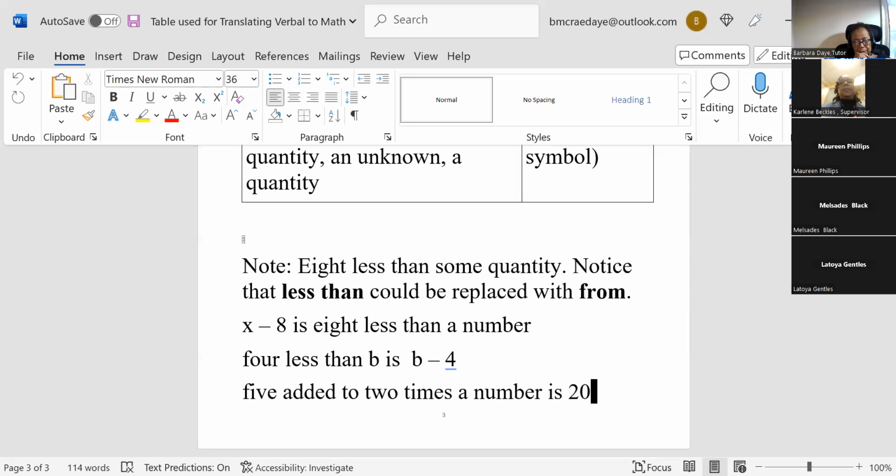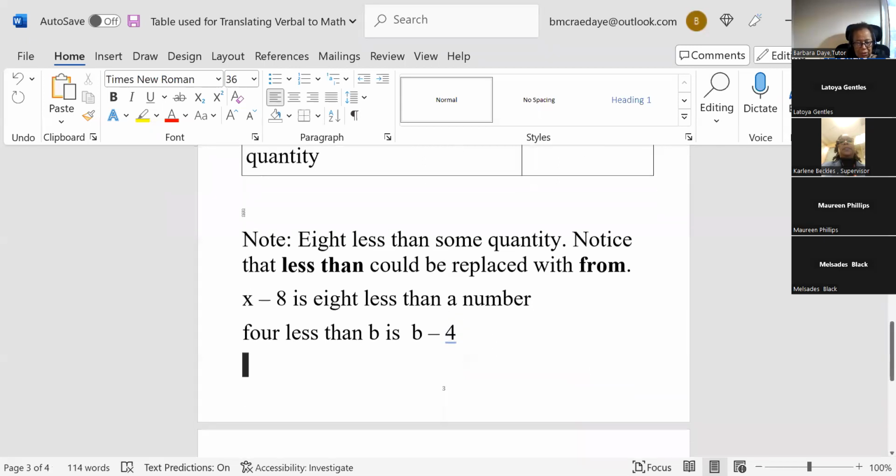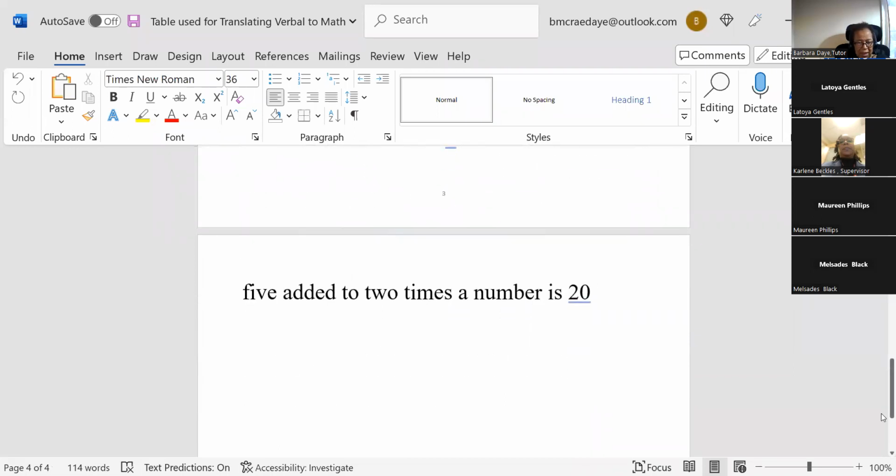You're going to write the number 5. Okay, so I write the number 5. What else would I write? Added to, you could put plus. Okay, plus for the add. Very good. And what would I write next? 2 times. So write 2 times.